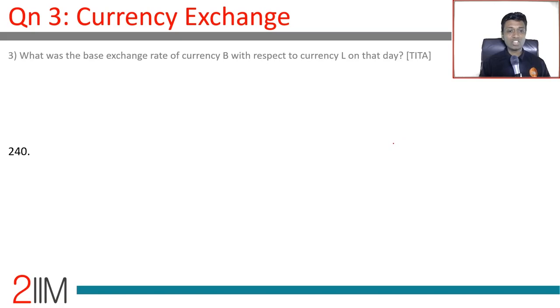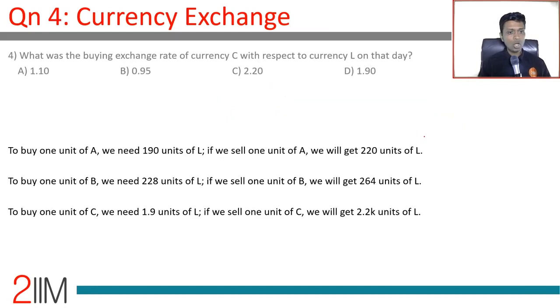What is the base exchange rate of currency B with respect to currency L on that day? 240. 120 into 2. We found out K equal to 2. 120 into 2 is 240. What is the buying exchange rate of currency C? Base rate is 2. Selling rate was 2.2. Buying rate is 1.9. That's the answer we are looking for.